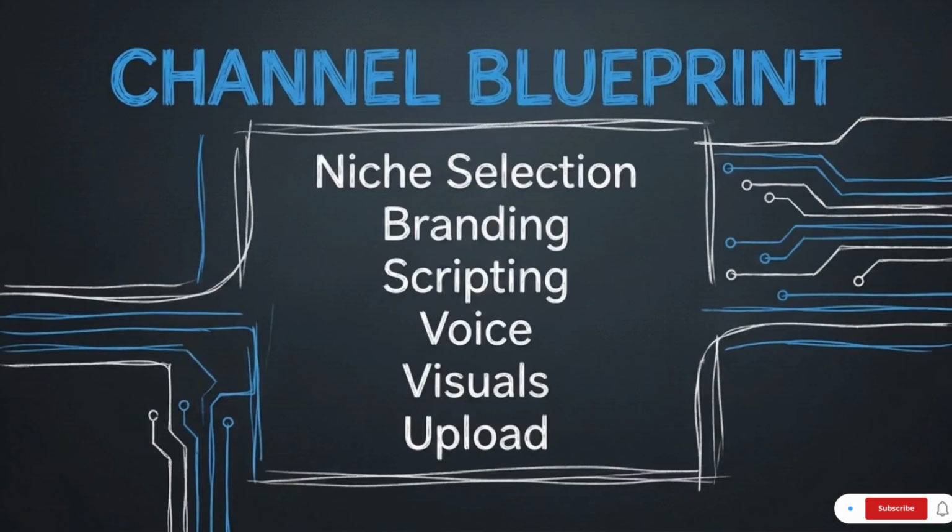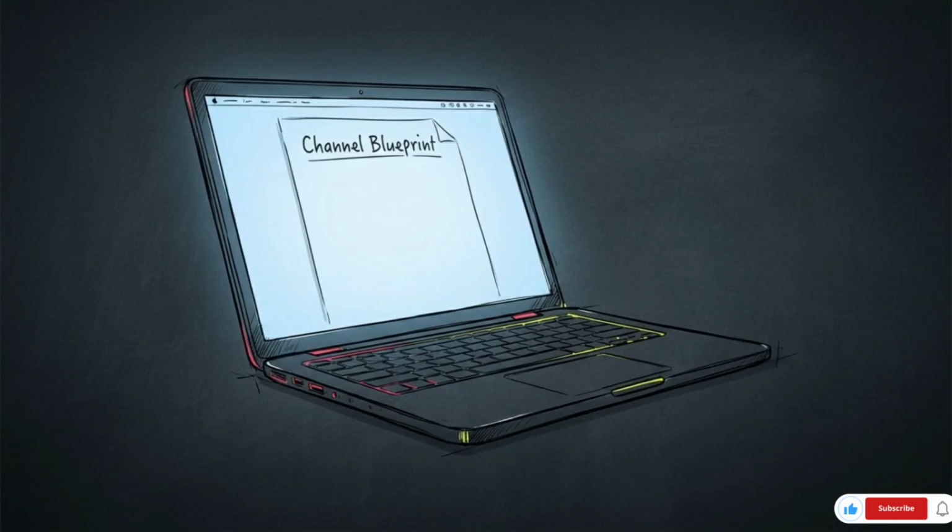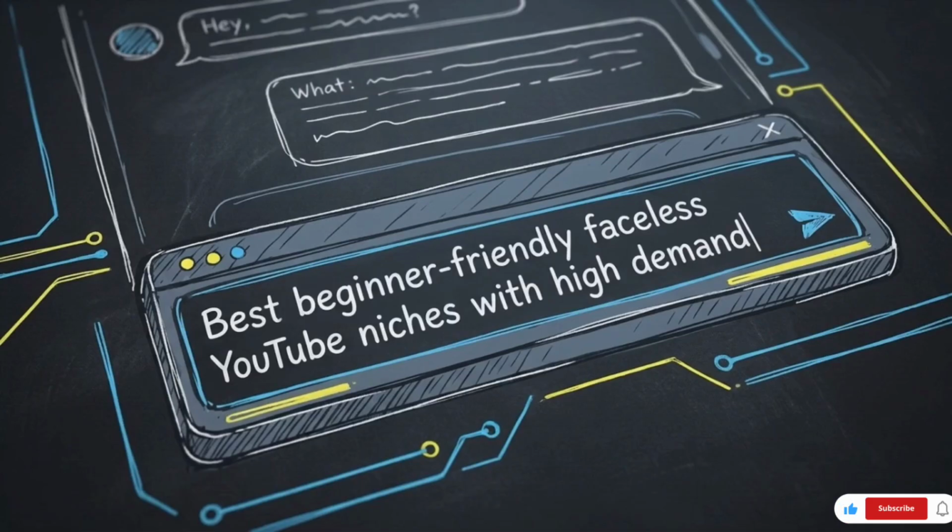Step 1 is defining what your channel is about. We open ChatGPT or Gemini and type a specific prompt asking for beginner-friendly, high-demand faceless niches. From the output, we analyze the audience demand and select a single topic to focus on.